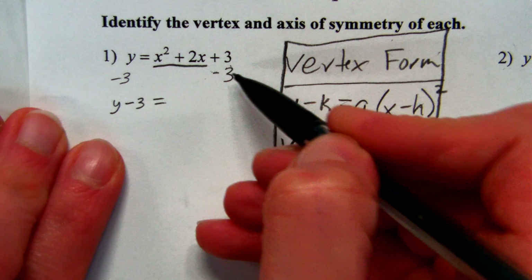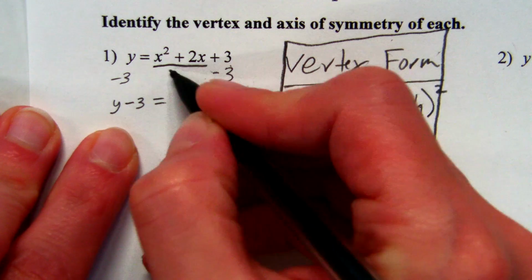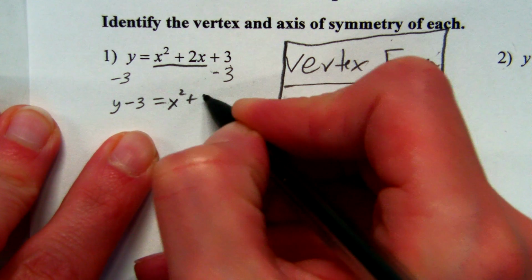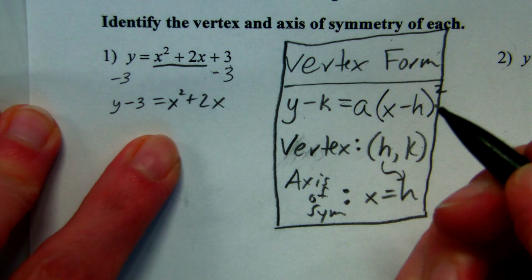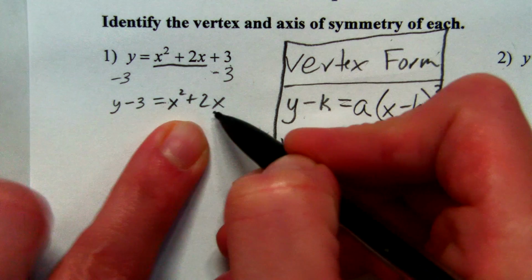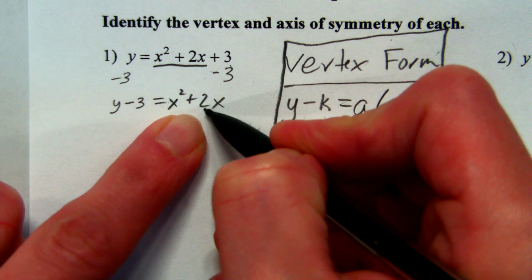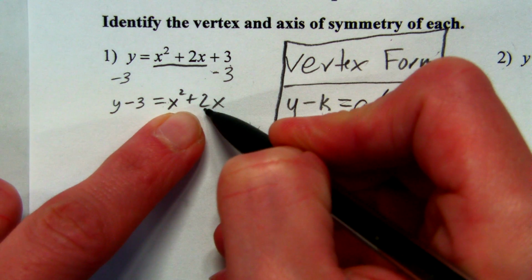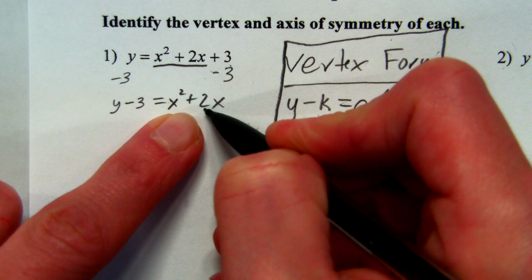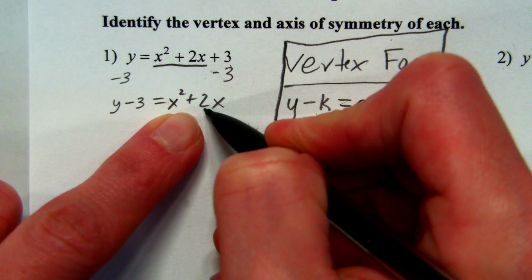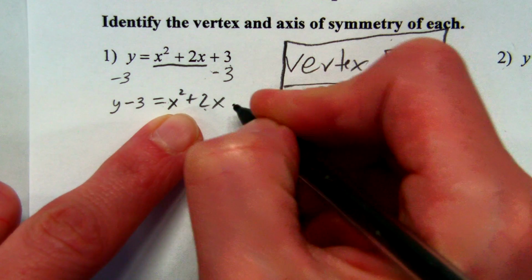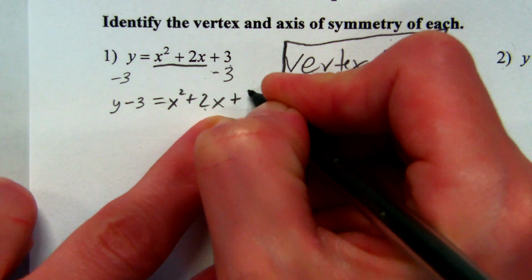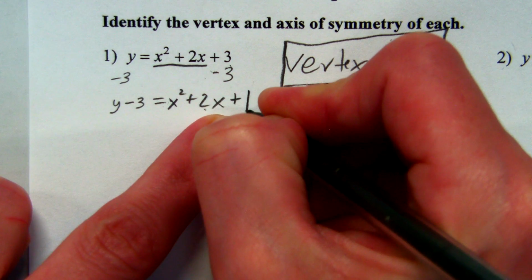All right, so we moved 3 to the other side by subtracting it, and now I have x squared plus 2x. We're going to use our process of completing the square. So you take 2, you divide by 2, which makes it 1, and then you square 1. So 1 times 1 is 1. I'm going to add that to the end here. That is the number that completes the square.